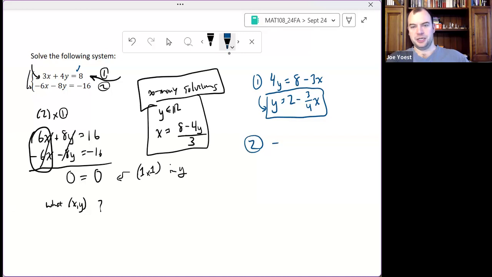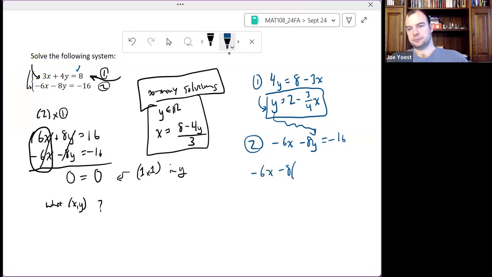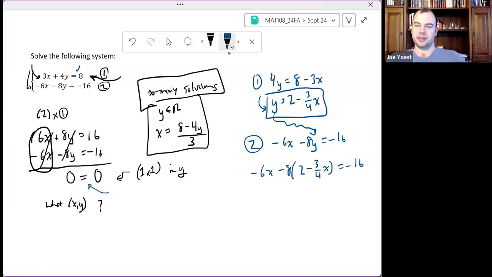What does equation 2 say? It says negative 6x minus 8y equals negative 16, and I plug my value for y in terms of x in for that y. And now I've reduced to, again, one equation and one unknown. It's a little clearer now that I've reduced to a 1 by 1 than it was over here. What are the solutions x to this 1 by 1 equation?